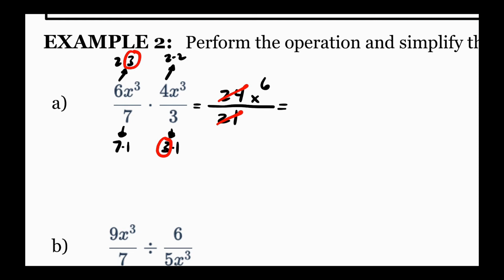3 goes into 24 8 times. 3 goes into 21 7 times. So that's what I mean by factor the numerators and denominators. Okay.